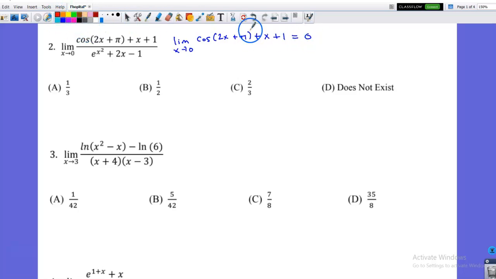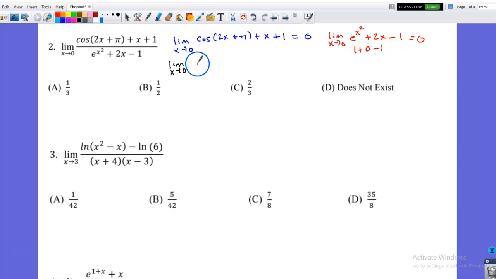Taking care of the denominator totally separately, limit as x goes to 0 of e to the x squared plus 2x minus 1. If I substitute 0 in place of the x here, I get e to the 0, which is 1. 2 times 0 is 0. 1 minus 1, there's my 0. So now I can call L'Hopital, which tells me continue, find the limit as x goes to 0.